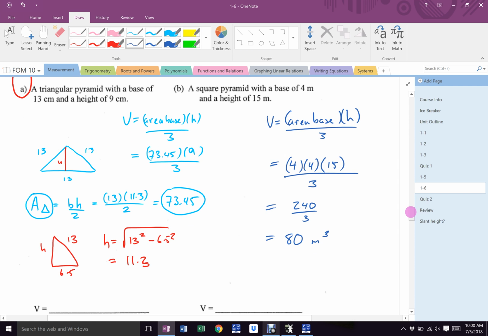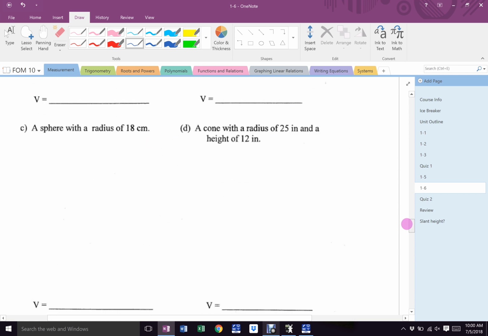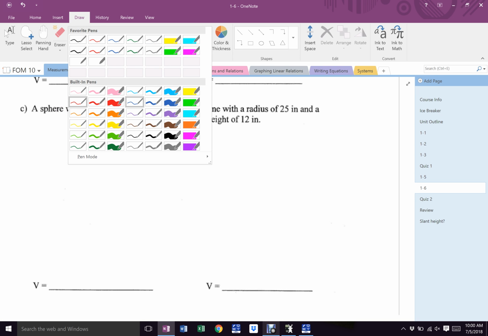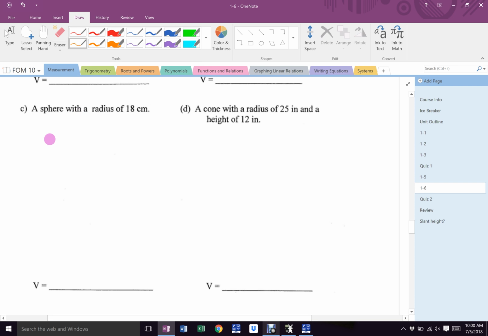Everyone should be feeling good because all you're doing is filling in formulas, except for that one that's really hard that I told you not to do. Volume of a sphere. Is there a formula for volume of a sphere? Yes. What is it? 4 pi r cubed divided by 3. 4 pi 18 cubed.